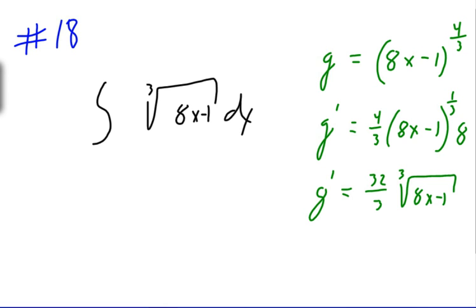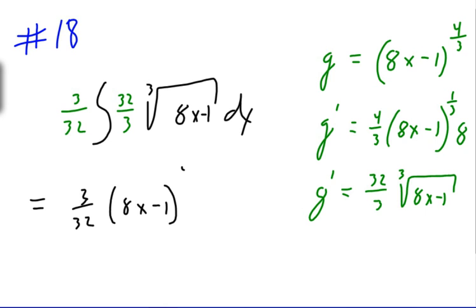All right, so I need a 32/3 sitting right there. So I'll multiply the outside by 3/32. And then I'll write down my answer. My answer is going to be 3/32 (8x minus 1) to the 4/3 plus c.